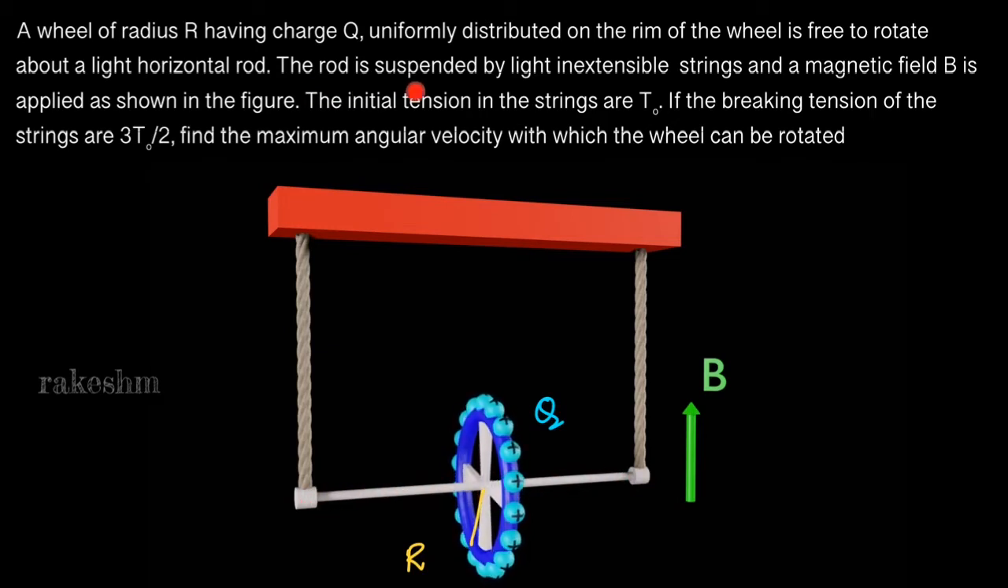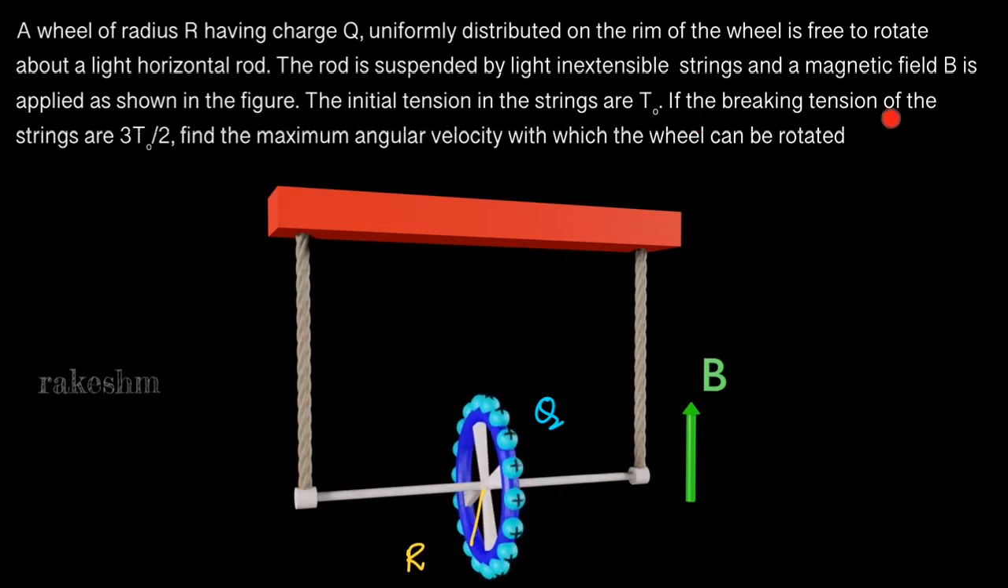The rod is suspended by light inextensible strings. So you can see here that this rod is suspended by light inextensible strings and the magnetic field B is applied as shown in the figure. So you can see there is a magnetic field B which is applied upwards as shown in the figure. The initial tension in the strings are T0. So initially when this was not rotating, the tension in the string is T0 and T0.